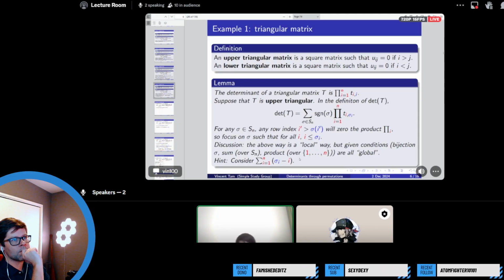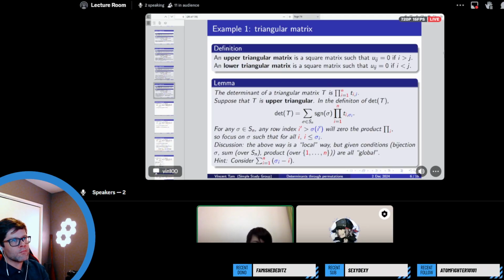Due to the fact that sigma is a bijection, the two sums should be equal. And then with this condition, we have imposed that sigma I is greater than or equal to I. So each term in this sum should be non-negative. So a sum of non-negative terms equals 0. So the answer is easy. Each term is 0. So for each I, sigma I is equal to I. That's why sigma must be an identity transform.